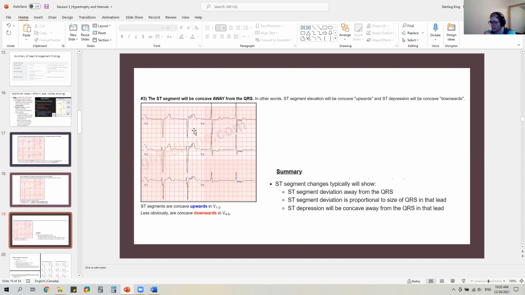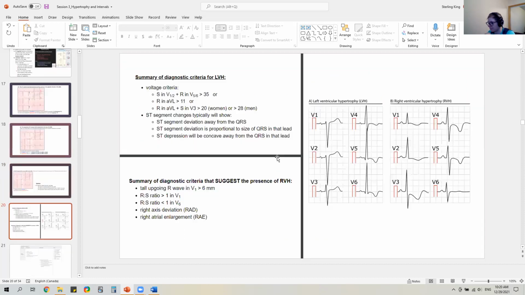And it's concave away. So you can see there's these little happy faces. So it's concave, concave, concave, and then little unhappy faces. So down here, frown, frown, frown. So just in summary, the ST segment in strain usually shows that it's going away from the QRS, it's proportional to its size, and it's concave away, AKA hockey stick.